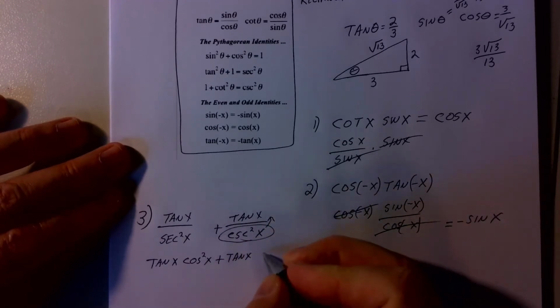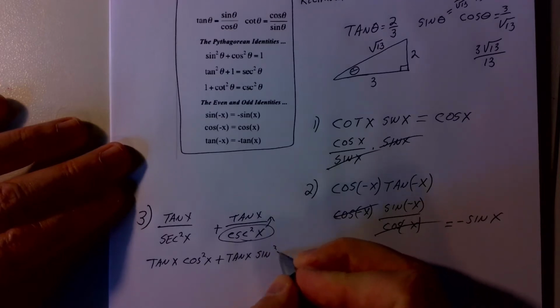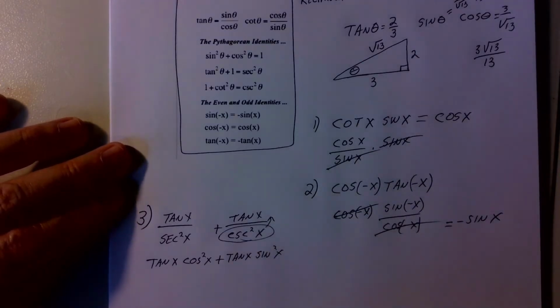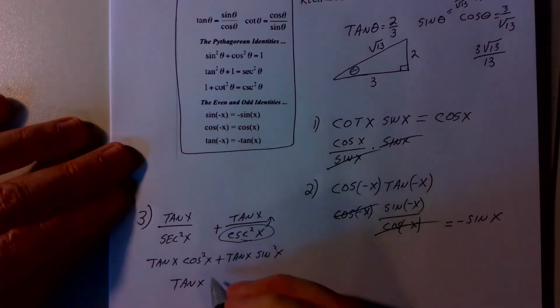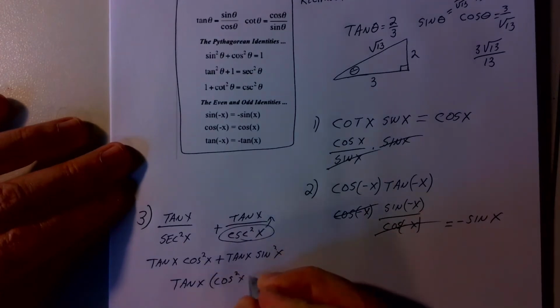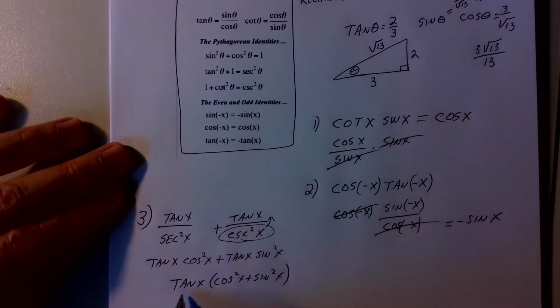So now I've got tangent x cosine squared x plus tangent x sine squared x. And you're like, whoa, wait. What's that rule called? Factoring. Awesome. So it's got tans on both of these things, so let's go ahead and rip that out. If I pull a tan x out of both of these things, then I get cosine squared x plus sine squared x with that tan on the outside.